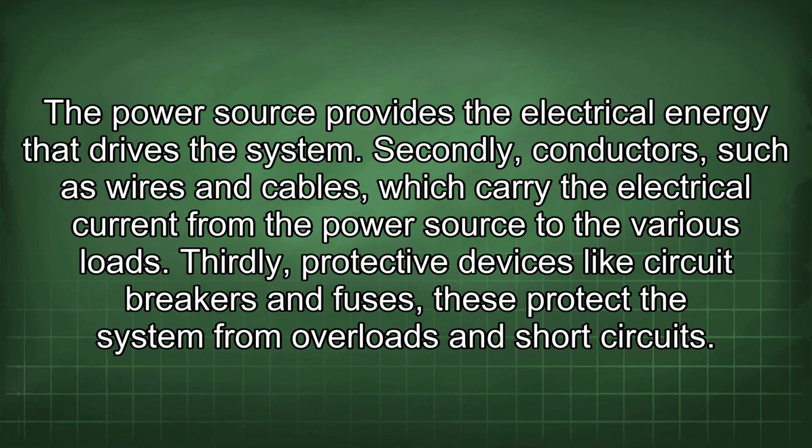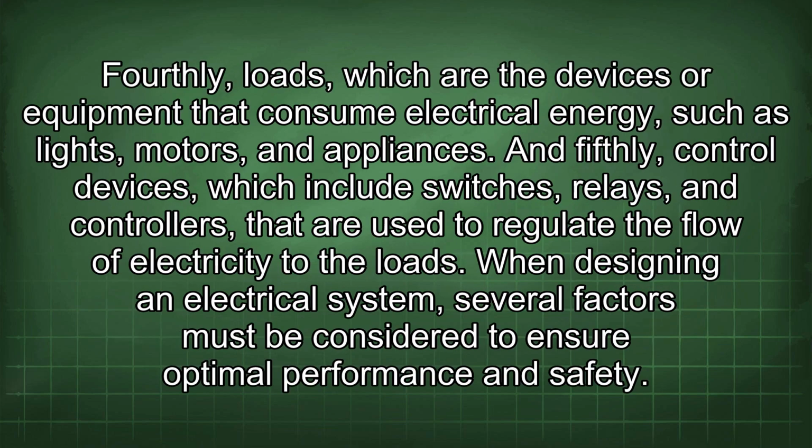Thirdly, protective devices like circuit breakers and fuses. These protect the system from overloads and short circuits. Fourthly, loads, which are the devices or equipment that consume electrical energy, such as lights, motors, and appliances. And fifthly, control devices, which include switches, relays, and controllers that are used to regulate the flow of electricity to the loads.